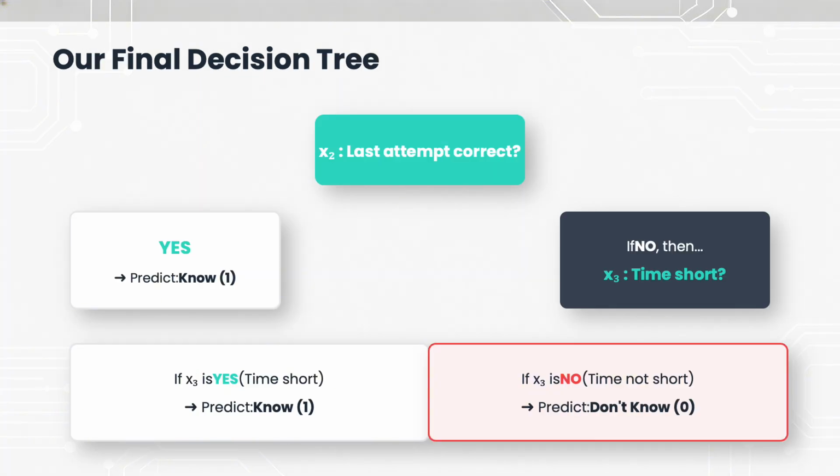And there we have it. This is our final decision tree. It's a simple flowchart. Start at the top. Did the student get the last question right? If yes, predict they know it. If no, ask a follow-up.